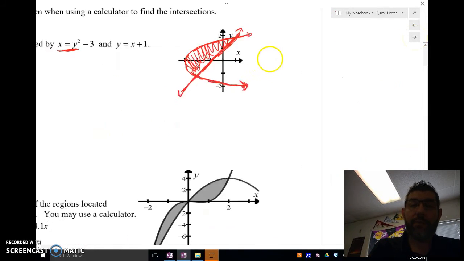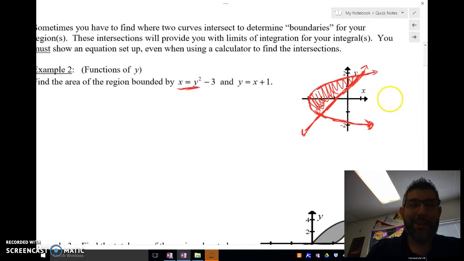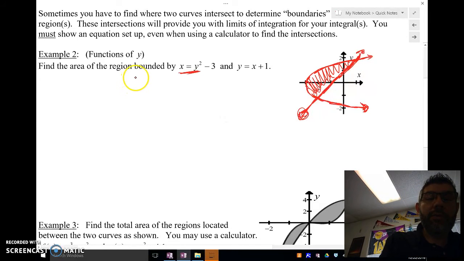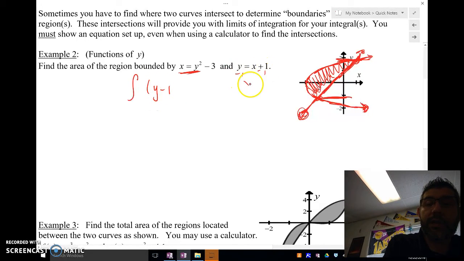Which is the right curve? Not the wrong curve. The right curve. Okay, so the right curve is going to be the one on the right, which is this one here, and the left curve is going to be y squared minus 3. So I'm going to have the integral from whatever y value this is to whatever y value this is. I need to find where they intersect. Let me just write down the inside part. y minus 1, because I'm going to solve this. Subtract 1, x equals y minus 1. So y minus 1 minus y squared minus 3 dy.